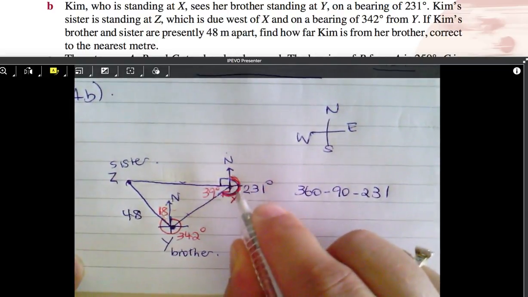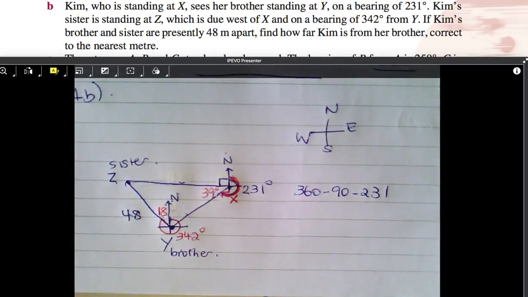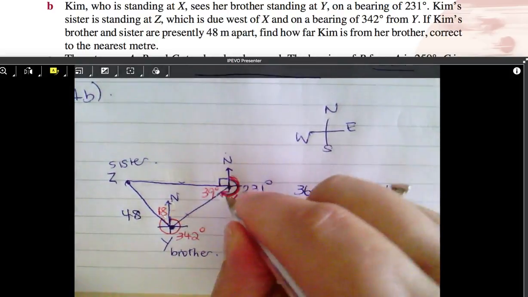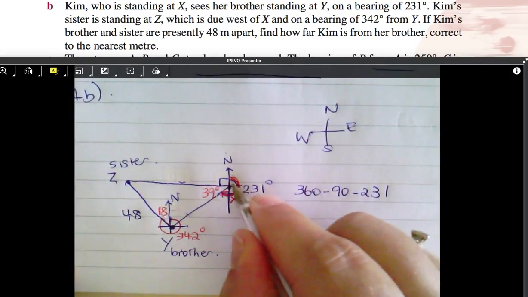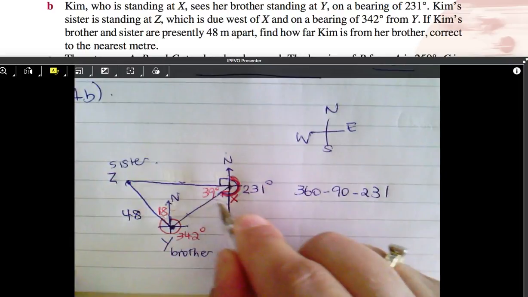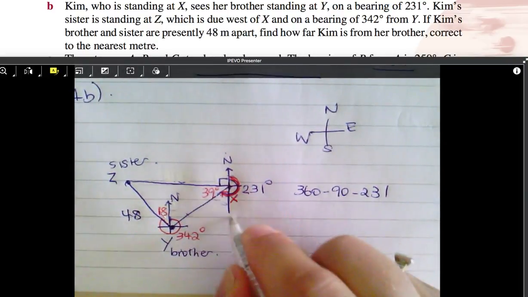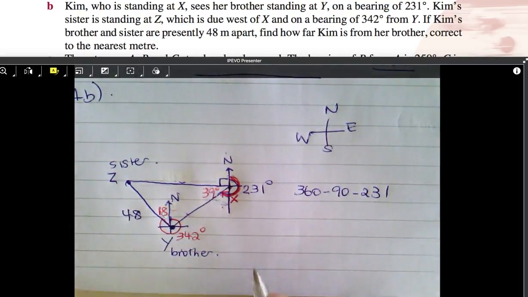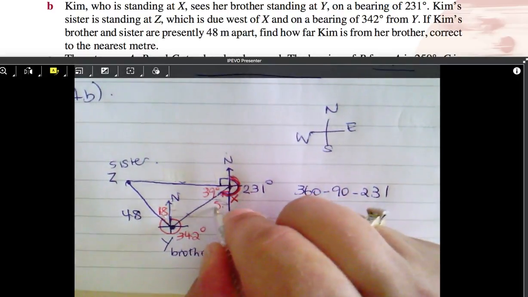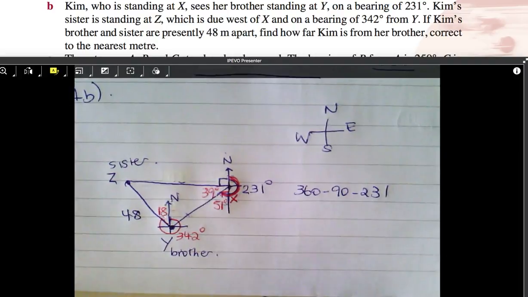Girls, you know how this is 231? I'm going to extend this line down. If that's 231, tell me what this bit in here is. Girls, this is a right angle, by the way. If that's 39, tell me what that is. Yeah, it is. Now, you could do that two ways.